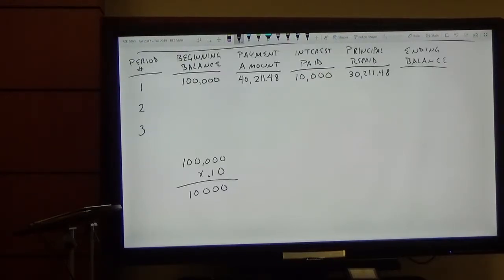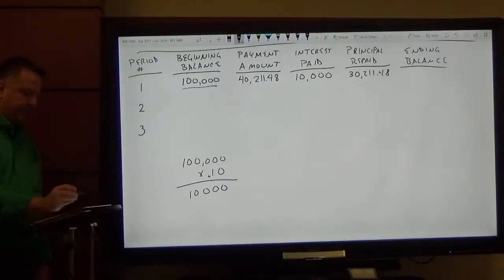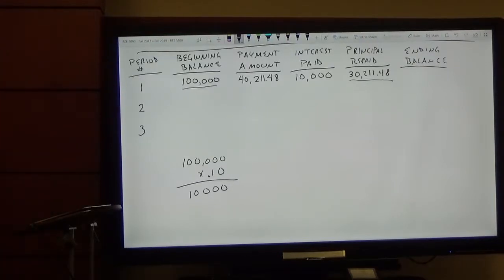Yes. Okay? Now, then we need to calculate the ending balance on the loan. So that's going to be the beginning balance minus the principal repaid. Now, the most common mistake that people will make is they'll simply take the beginning balance minus the payment amount. But that's not right because that includes interest. So we only want to take out the amount of the loan that we've actually repaid, which is the principal portion.